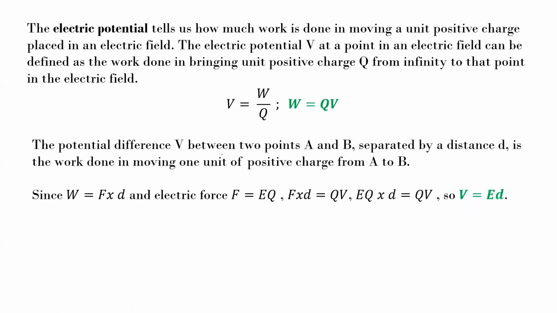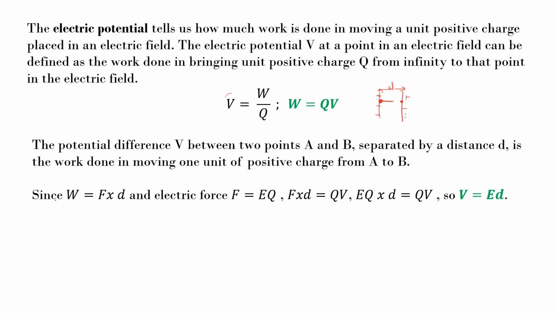So the potential difference, V, between 2 points A and B, separated by distance d, is the work done in moving one unit of positive charge between those 2 points. So if you have 2 points, let's say parallel plates, negative, positive, and you have the distance d. When you move a charge from one point to another point, the work done in moving that charge from here to there is basically the electric potential if you have a unit charge, so 1 coulomb of charge.